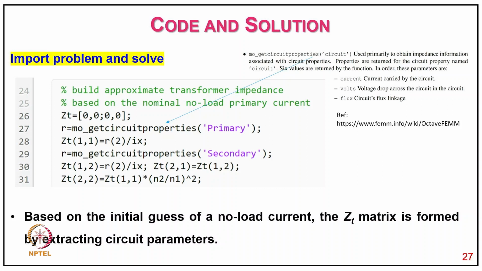So here Z_T equal to [0, 0; 0, 0], and R equal to mo_getcircuitproperties of the primary, and Z_T(1,1) equal to R + 2πx, and R from mo_getcircuitproperties of the secondary, and Z_T(1,2) equal to R + 2πx, and Z_T(2,1) equal to Z_T(1,2), and Z_T(2,2) equal to Z_T(1,1) into (N2/N1) to the power 2. Based on the initial guess of the no-load current, the Z_T matrix is formed by extracting the circuit parameters.